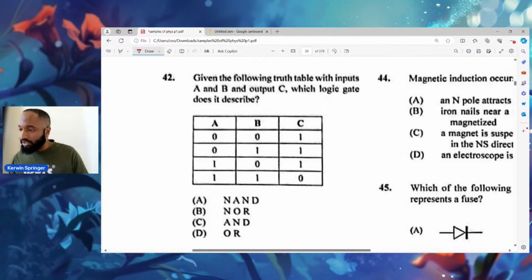Given the following truth table, but this is the third one I'm on today. Given the following truth table with inputs A and B and output C, which logic gate does it describe? This is looking like a NAND. This is looking like the opposite of an AND. So our AND gate is 0001. It only gives an output of 1 when both ones are present in the input. So NAND reverses that. So that's a NAND.